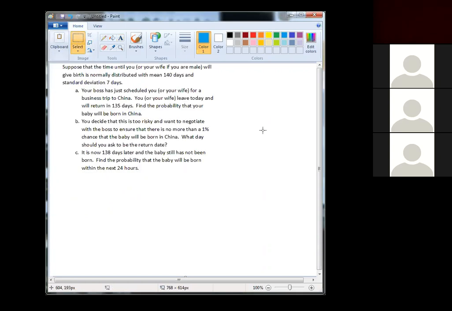Okay, so here's the question. Suppose the time until you, or your wife if you're male, will give birth is normally distributed with mean 140 days and standard deviation 7 days. The interesting thing is this used to be pretty true, actually. Mean 140 days means that when you go to the doctor, they say that you're due in 140 days. That's what that means. Standard deviation is 7 days. If there is no medical intervention, that's about right.